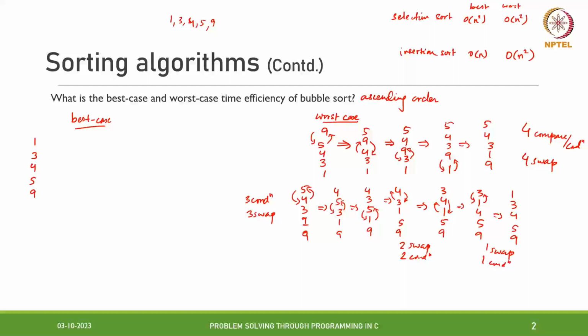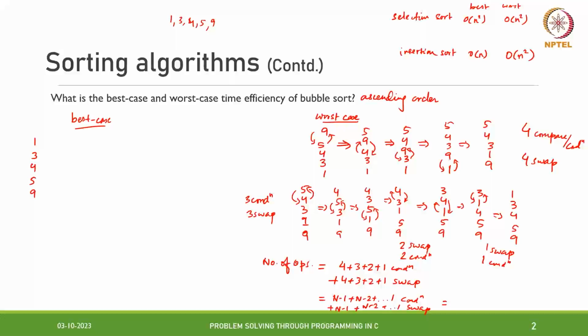So total of how many operations did we do? For the conditionals, it's 4 plus 3 plus 2 plus 1 conditionals, plus 4 plus 3 plus 2 plus 1 swaps. Now this is for an array of 5 elements. If it is for an array of n elements, you can see that it will go from n minus 1, n minus 2 up till 1 conditionals, plus similarly n minus 1, n minus 2 up till 1 swaps.